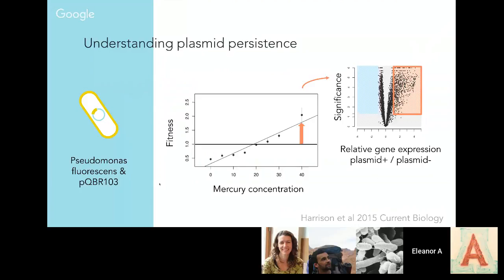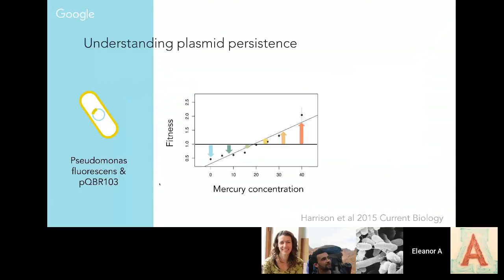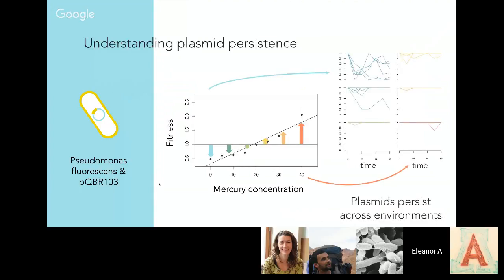So to look at this in a bit more detail, I picked environments from this mercury gradient, so going from no mercury to very high mercury, and a number of intermediate environments, to look at how compensatory evolution occurs across this sort of spectrum from a very antagonistic relationship to a very beneficial mutualistic relationship. And I evolved these bacterium plasmids in these environments for about 450 generations, bacterial generations, and tracked the frequency of the plasmid throughout in my independent replicates.